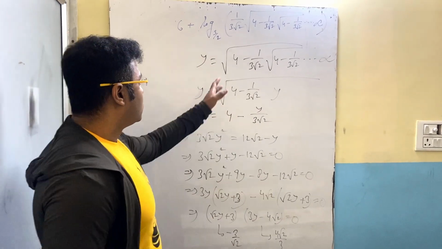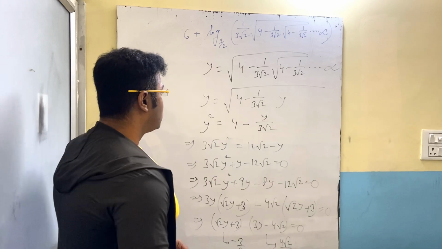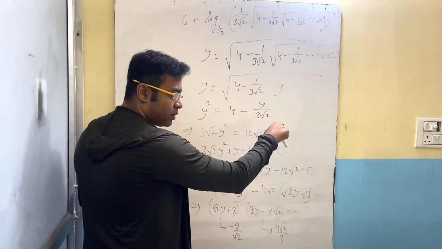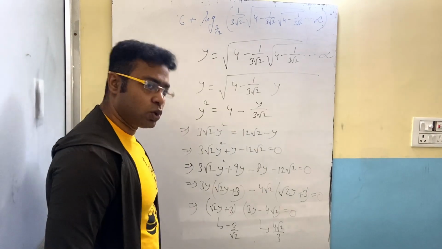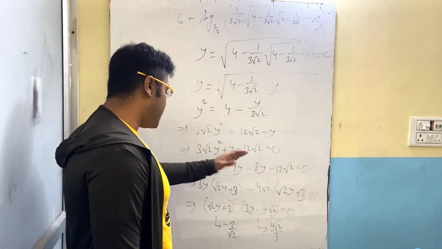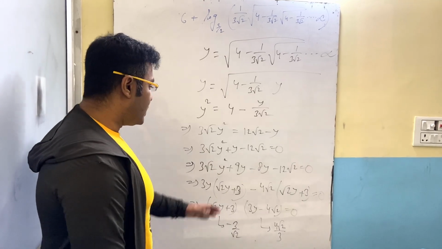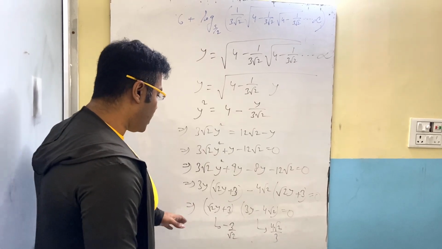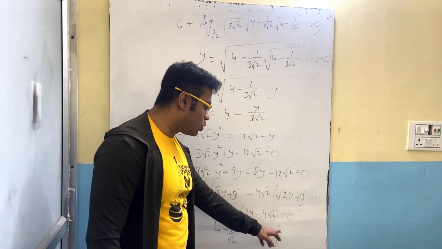I repeat. Under root part I have considered as y, then I have squared both sides. Since this is going to infinity, instead of this I can put it as y, right? Now squaring both sides I am getting y square equal to 4 minus y by 3 root 2. Then 3 root 2 y square, because I have taken the LCM and I have taken the entire thing to the LHS and making the right hand side 0. Then I have factorized the middle term, and from it I have got the value of y as minus 3 by root 2 and 4 root 2 by 3.